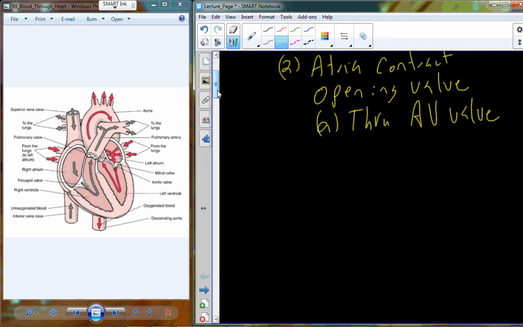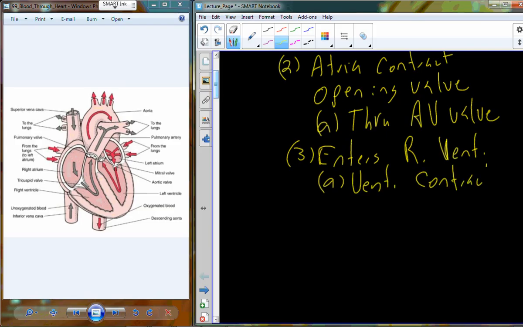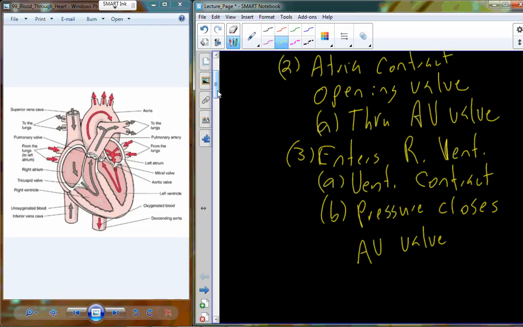And since we're dealing with the right side of the heart, blood enters the right ventricle. So blood begins to fill up in the right ventricle. The signal that caused the atria to contract is now passed to the ventricles, and the ventricles are stimulated to contract. And as those ventricles contract, we increase pressure in the right ventricle. It's going to be that pressure of the ventricle that's going to close the open AV valve. The AV valve was opened by an increase in pressure in the right atrium. Now the right ventricle is increasing pressure by contracting. And what happens is that valve that's open actually snaps back shut.